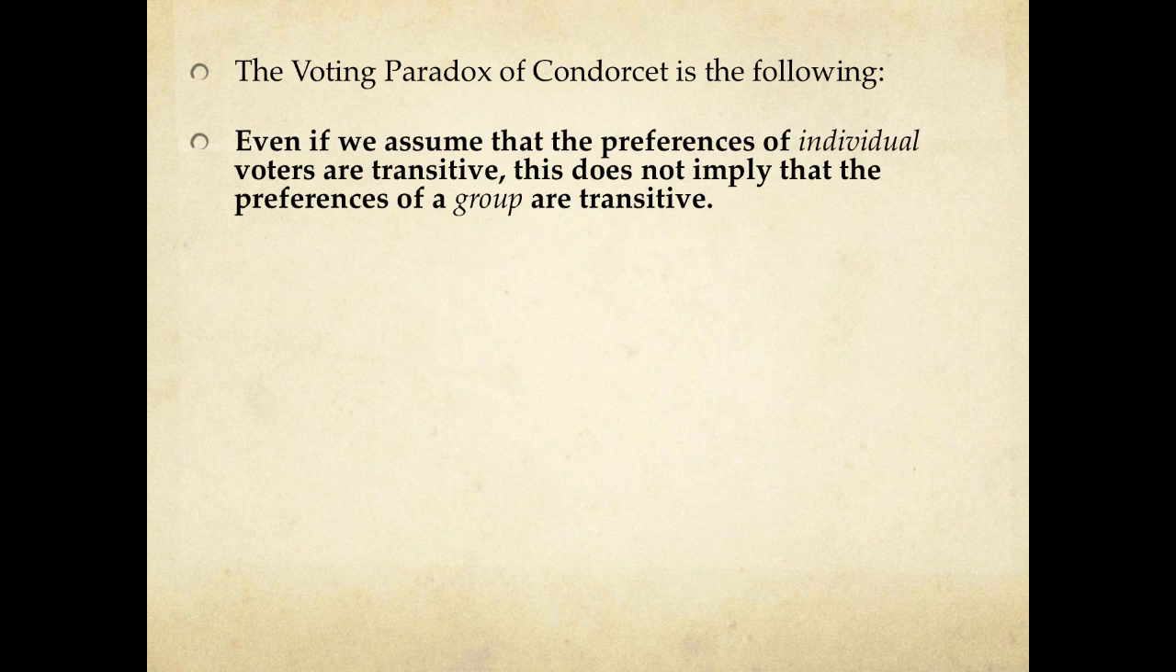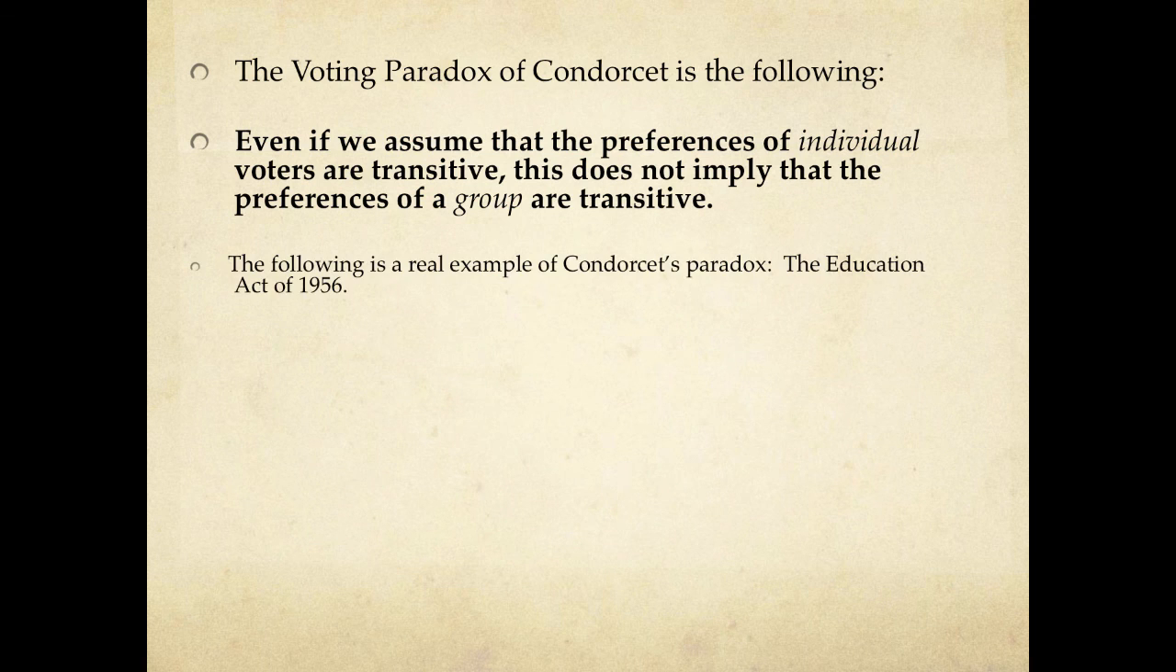So the voting paradox of Condorcet is the following. Even if we assume that the preferences of the individual voters are transitive, this doesn't imply that the preferences of the group are transitive. So the following is a real example of Condorcet's paradox. It was in the Education Act of 1956.